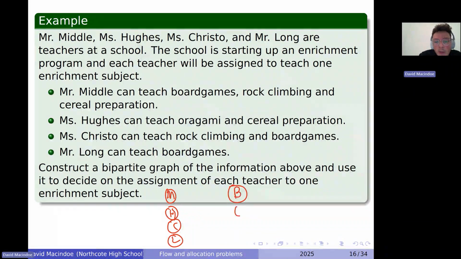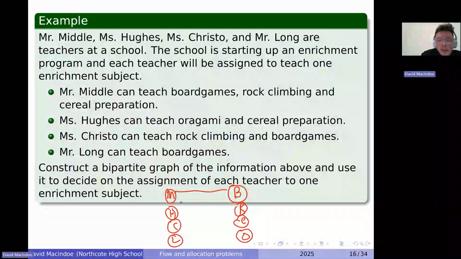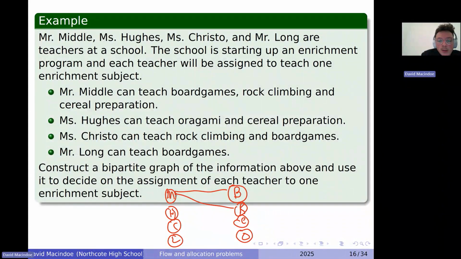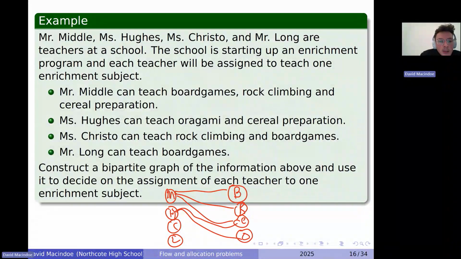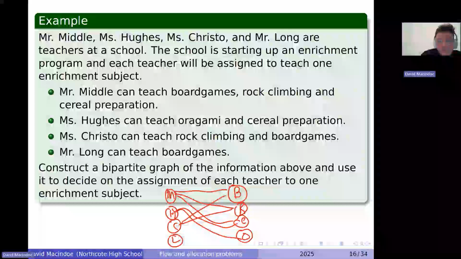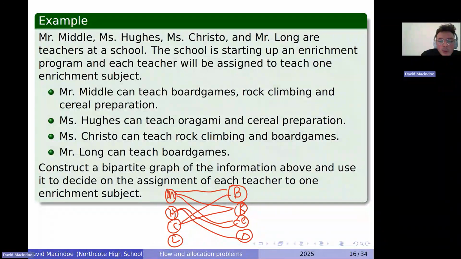There's board games, there's rock climbing, there's cereal preparation. And is that it? No, and there's origami. Okay, so now if we draw this bipartite graph, we can work out, Mr. Middle can teach board games, so he's connected to that, connected to rock climbing and cereal preparation. Mr. Hughes is just origami and cereal preparation. Mr. Christo, rock climbing and board games. And then Mr. Long, just board games.